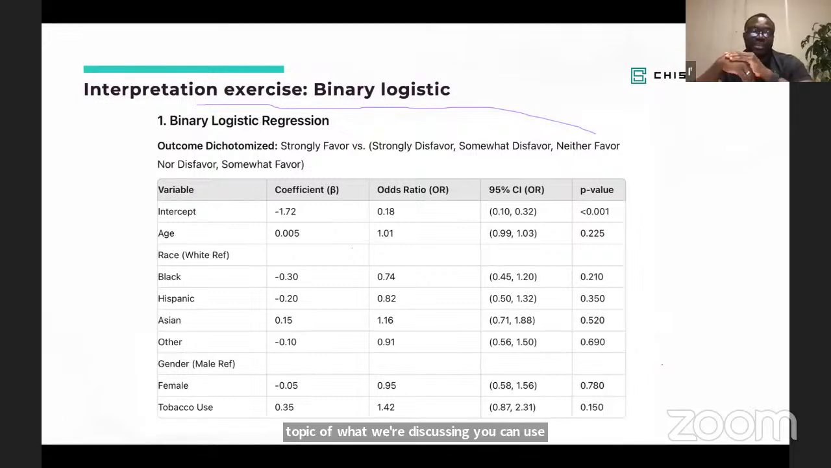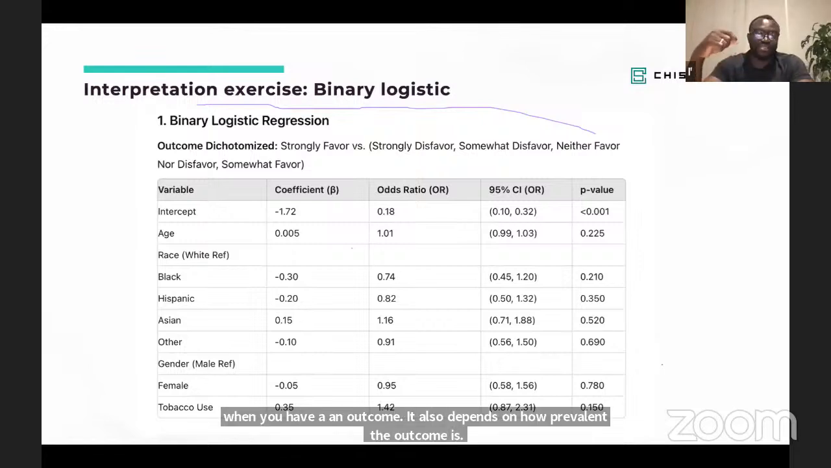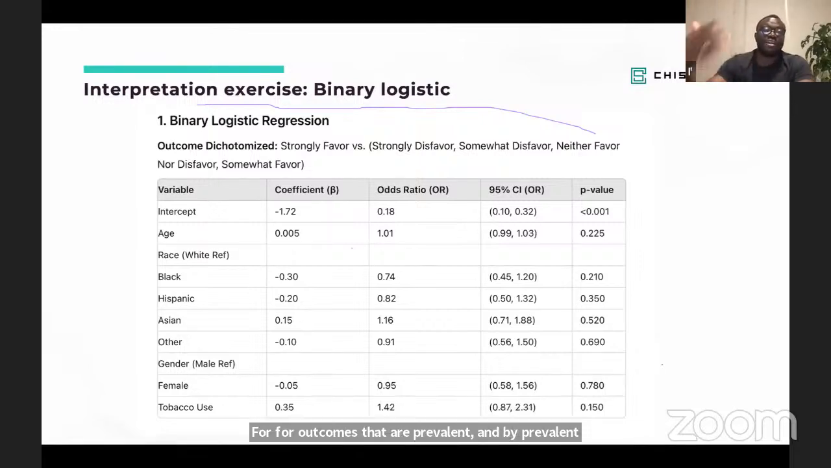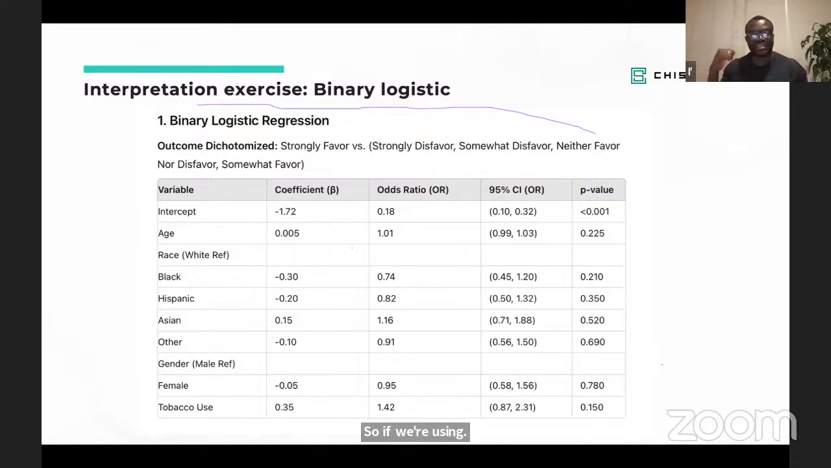Generally, when you have an outcome, it also depends on how prevalent the outcome is. For outcomes that are highly prevalent, or very common, we mean outcomes that are 10% or more in the population, you will find that logistic regression overestimates the likelihood of the event. If we're using the odds ratio as a proxy for the relative risk, you find that consistently the odds ratio will always overestimate the risk ratio. So if the outcome is common, you might want to calculate prevalence ratios instead. Prevalence ratios are very conservative and more closely approximate the relative risk.